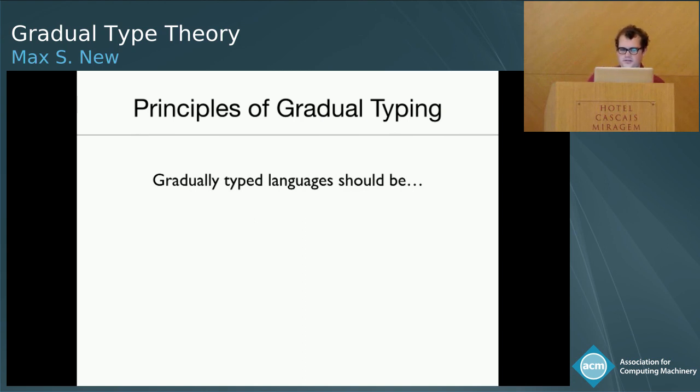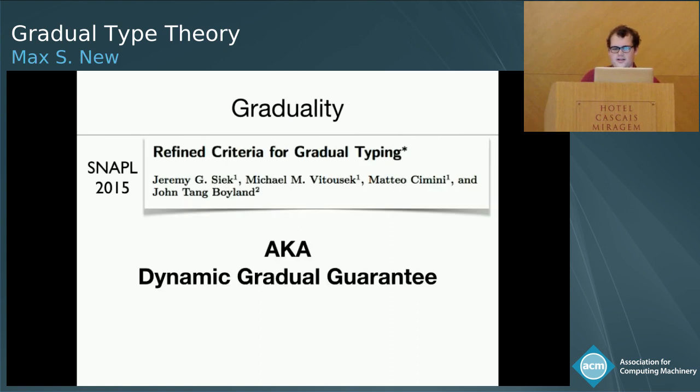Well, number one, a gradually typed language should be gradual. And by that I mean it should satisfy a property that I like to call graduality. This was originally proposed as the dynamic gradual guarantee in this nice paper by Siek, Vitousek, Cimini, and Boyland. But I like to call it graduality in analogy with the parametricity theorem from polymorphism.